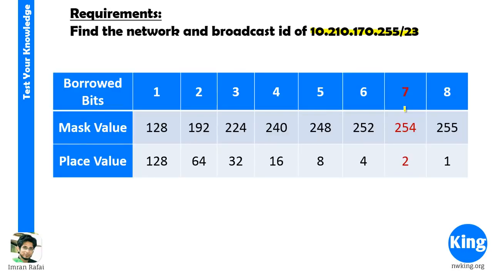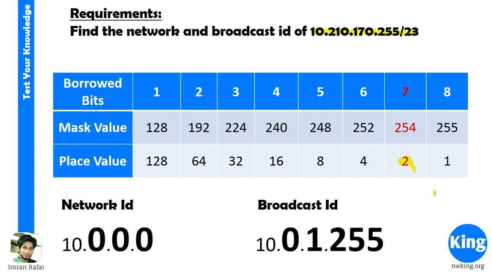We are not bothered about 15 ones. What we are bothered about is /23. The 23rd bit comes in which octet? So if you count, the 23rd bit comes in the 3rd octet, and it is the 7th bit of the 3rd octet, which has a place value of 2. So how do we do this?